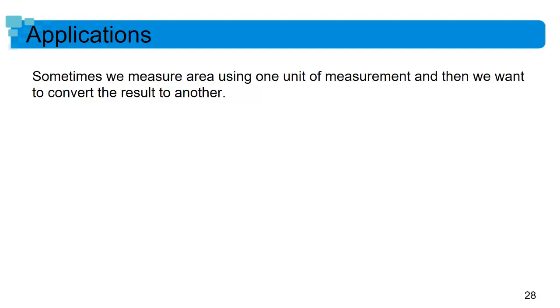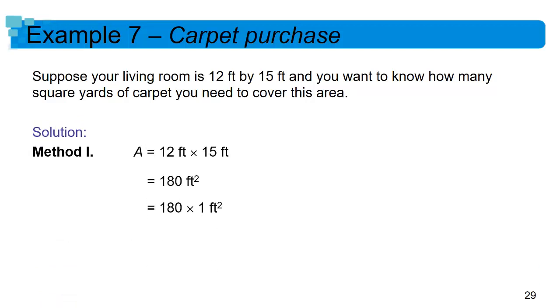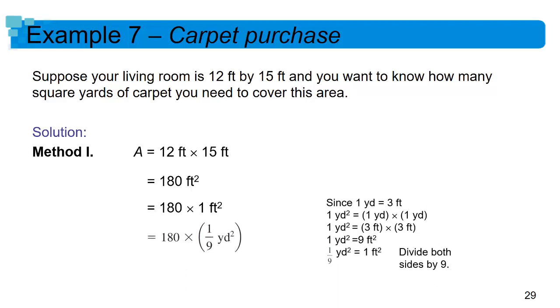What if we want to convert from one unit of measure to another, and we want to do it for area? So suppose your living room is 12 feet by 15 feet, and you want to know how many square yards of carpet you need to cover this area, because carpet is sold by the yard. And when they say a yard, they mean a square yard. They just kind of got lazy and took the square out of it. So if you do 12 times 15, you get 180 square feet. But if you want to know what that is in yards, you have to remember that 1 square yard is 9 square feet. So 1 square foot is 1/9 of a square yard. So you multiply by 1/9 and you get 20 square yards.